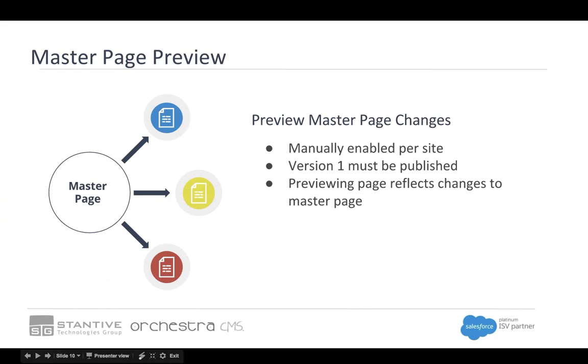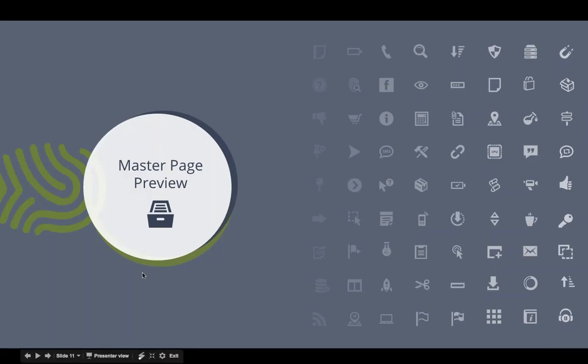Master pages in OrchestraCMS are used to simplify the management of content used across many pages. So for instance, menus, logos, headers, footers, those types of things. In previous versions of OrchestraCMS, you would need to publish the master page in order to see how changes to the master page would be reflected on the pages that the master page was applied to. With Winter 17, a new option has been provided to allow you to preview what those changes would look like without having to publish the master page. So let's take a look.